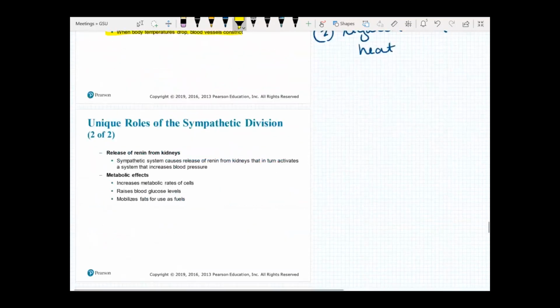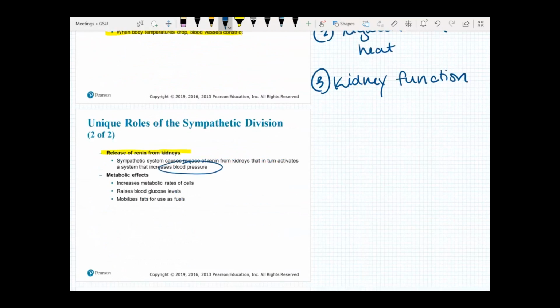Another part of our sympathetic system that is unique is kidney function. So releasing renin from the kidneys is only going to be part of the sympathetic nervous system because that also will relate to blood pressure. So that goes together. And then our kidney function of our blood pressure. So that's kind of how it controls that.